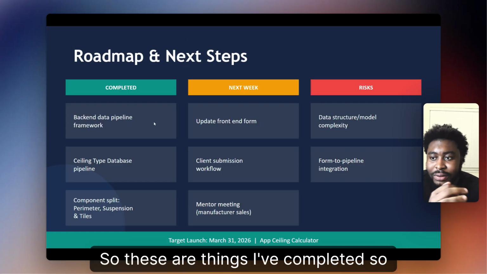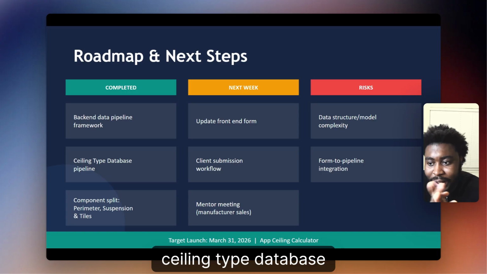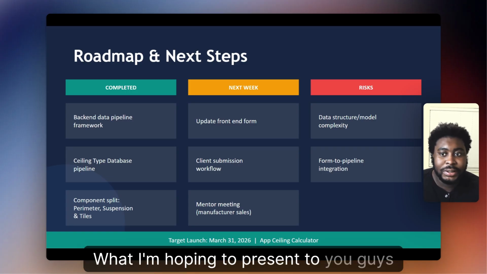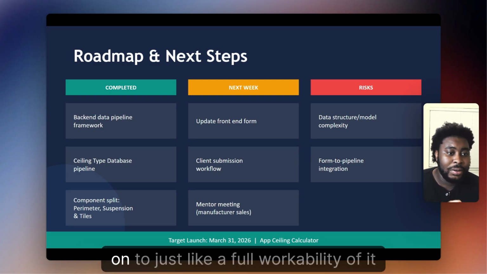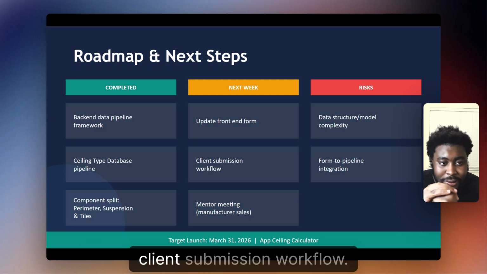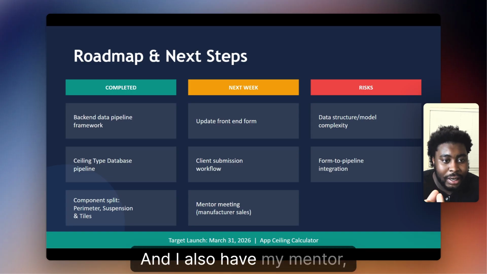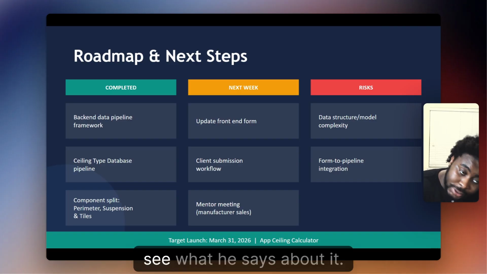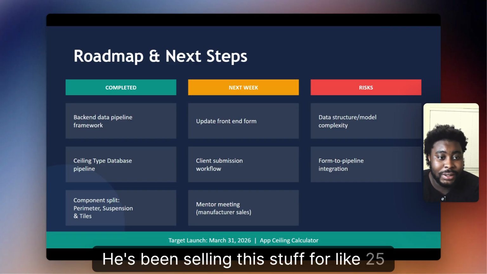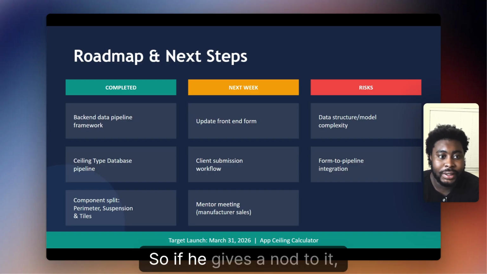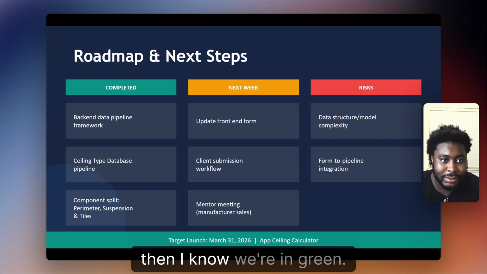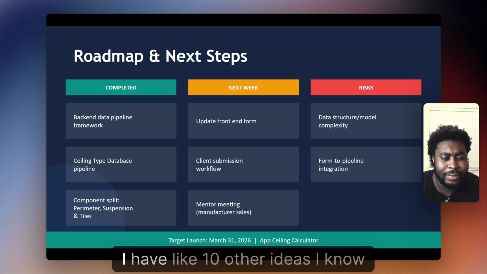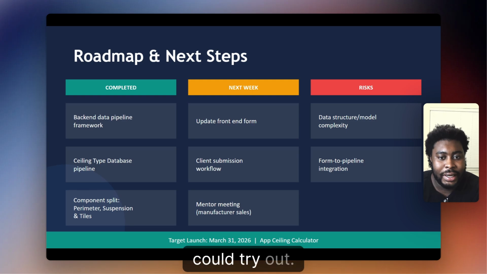So what I think I've completed so far: the framework, ceiling type database, component split. This week, week three, what I'm hoping to present to you guys is the full front end form. I want to show the full workability of it, the client submission workflow, and I also have my mentor coming to take a look at it. I'm going to hash it out with him and see what he says. He's been selling this stuff for like 25 years. So if he gives a nod to it, then I know we're in the green. If he's like, don't waste your time, I'll probably go do something else. I have like 10 other ideas I could try out.